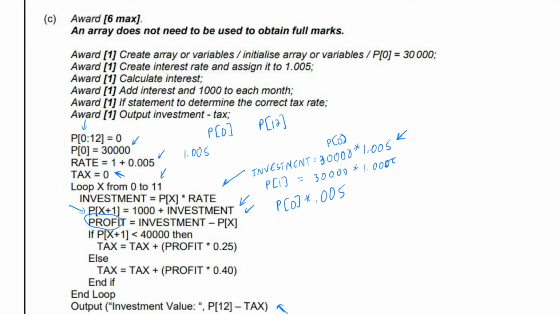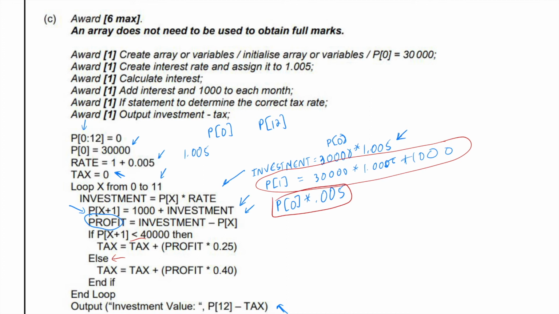And then what we're going to do is check whether our total value, so P of X plus 1, which is all of this right here, and I should have done plus 1,000. So we're going to check whether all of this is going to be less than or greater than 40,000. And then based on that, we're going to apply a tax rate to this profit, this interest right here.